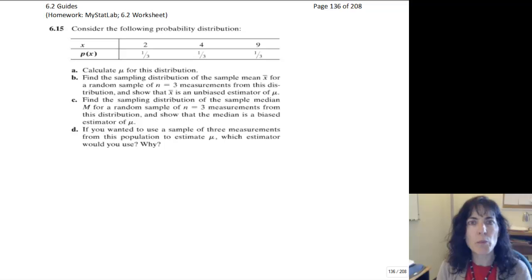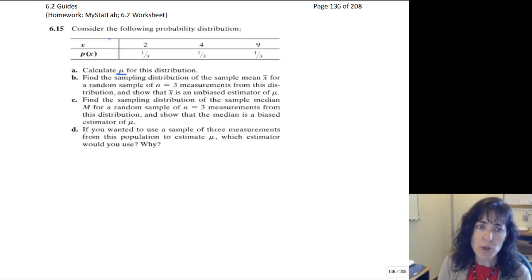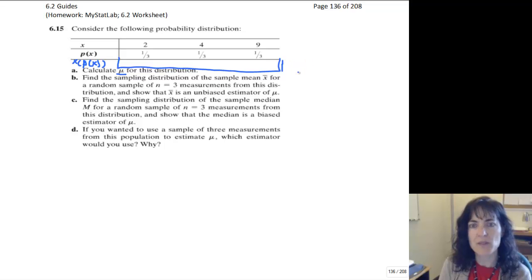Okay, consider the following probability distribution. So we have x and we have p of x, and we can see that we have 3 possibilities for x: 2, 4, and 9. And then when we look at the probability of each of them, we see that they're all 1/3. So they're equally probable, these 3 items. Okay, and we want to calculate our mu for this distribution. Remember, to find mu when we have a list with each of its probabilities, we just multiply them, x times the p of x, and then we just add them up, and that gives us our mu.